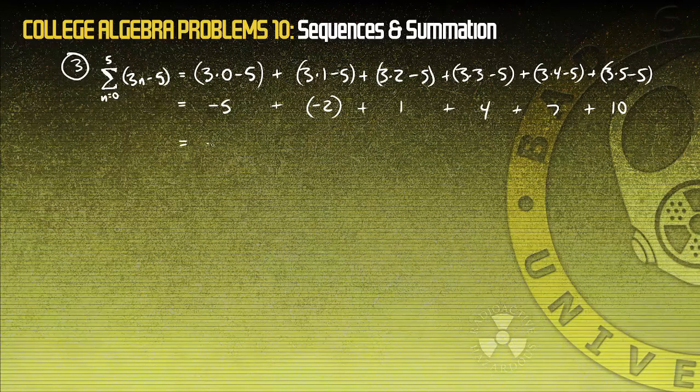So we add these together, we get minus 7, and then the positive numbers are going to add up to 22, which leaves us with 15 total.